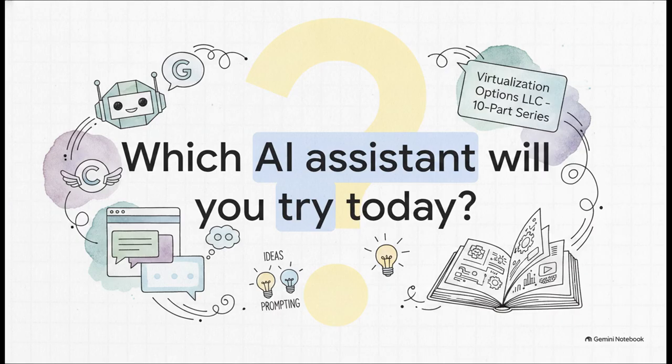So, I leave you with this final thought and just a little bit of fun homework. Which of the big 3 AI assistants, ChatGPT, Gemini, or Copilot, will you say hello to today? Remember, we've only covered the first 5 foundational chapters today. The rest of Virtualization Options LLC's 10-part series explores amazing things like how to have AI summarize long documents, create custom images, plan travel itineraries, and even help out with your creative hobbies. So pick a tool, try it out, and until next time, happy prompting.